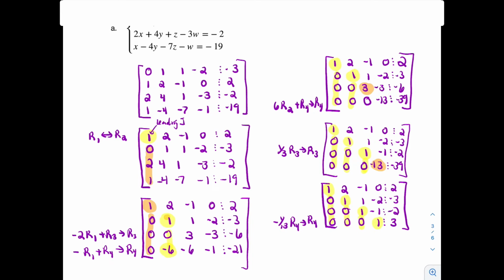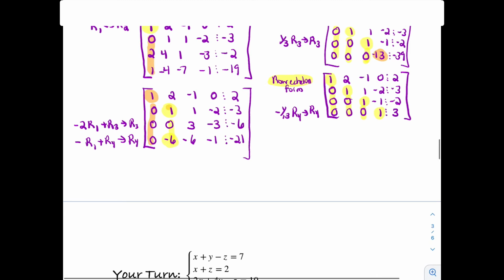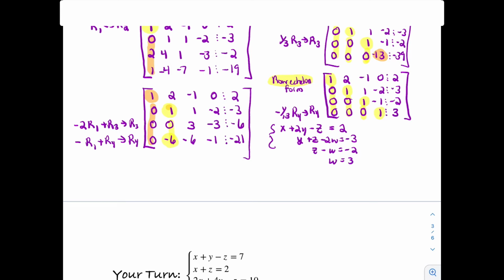Now we've successfully written this into row echelon form. That was our first step into solving these matrices. Now that I have it in row echelon form, our next step is to put the variables back in. So I'm going to rewrite this as a system of equations, putting the variables back in. Row 1 would translate to x plus 2y minus z equals 2. Row 2 would translate to y plus z minus 2w equals negative 3. In row 3, I got z minus w equals negative 2. In row 4, I got w equals 3. So this is our new system of equations.